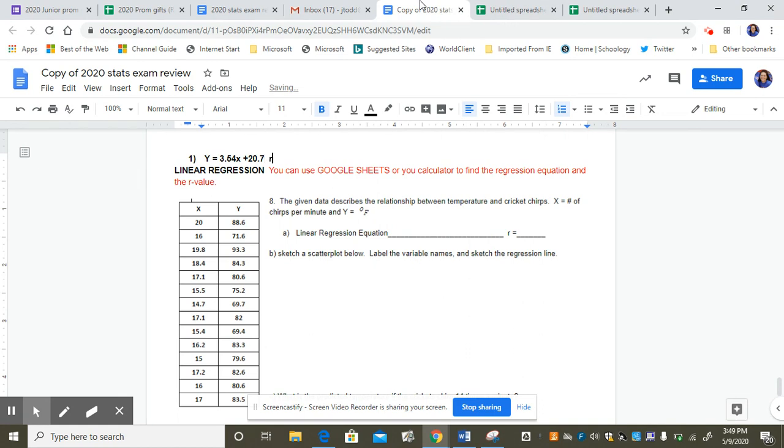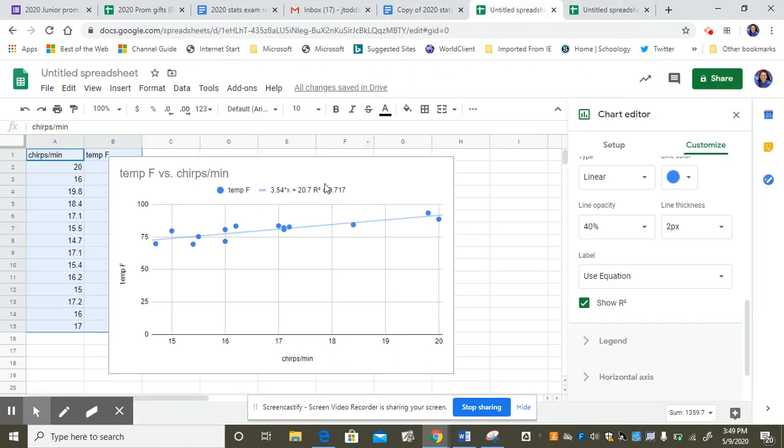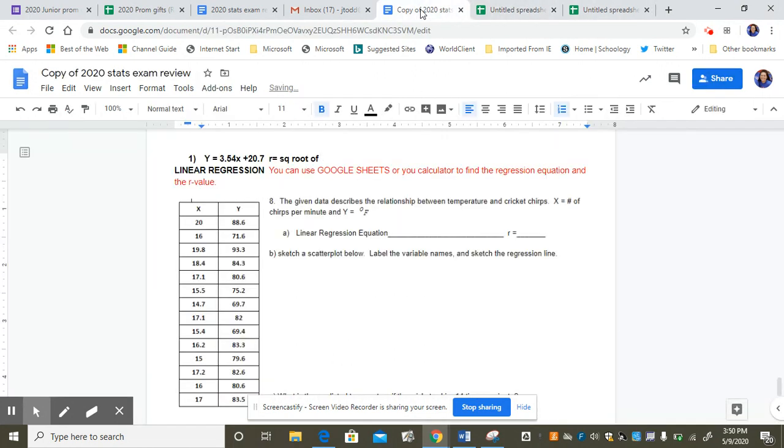And the R value, a lot of you were doing this backwards, is the square root of R squared. They tell you R squared is 0.717. So in your calculator, take the square root. That does not mean divide by 2. The square root of 0.717 is 0.84. I'll say 0.85. So our R equals 0.85, which is a fairly strong correlation. That's what that means. Okay, so we just answered part A, 8A.